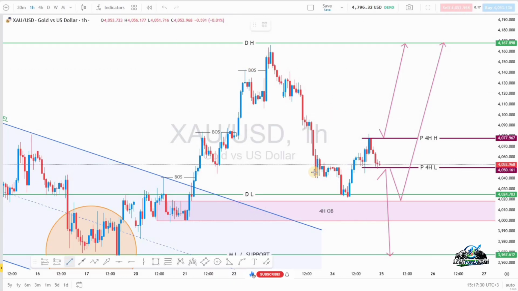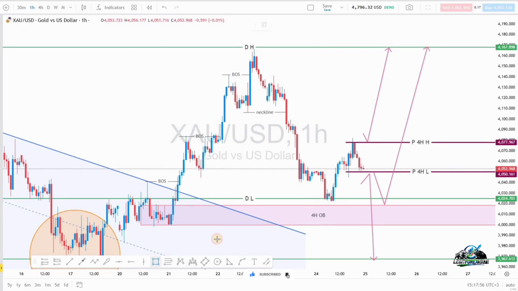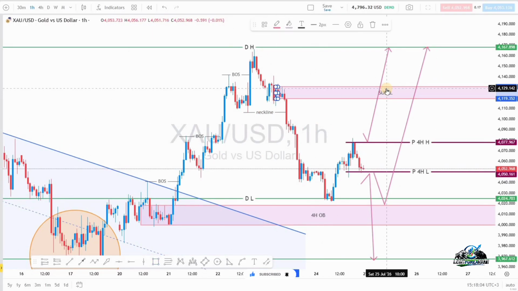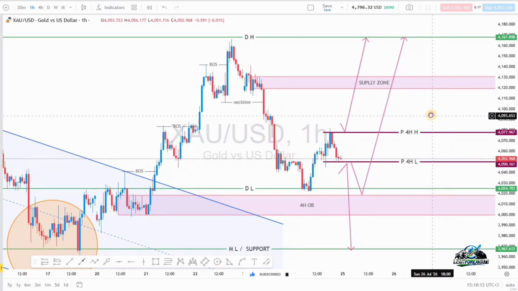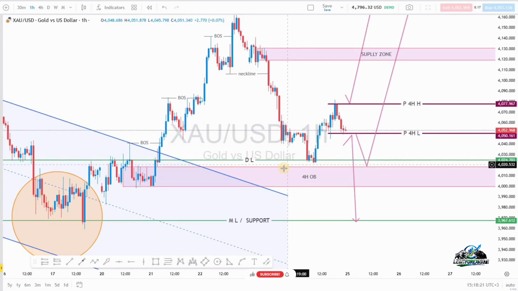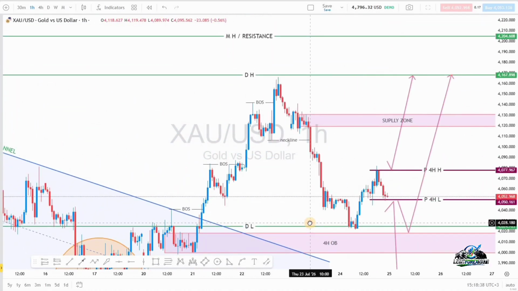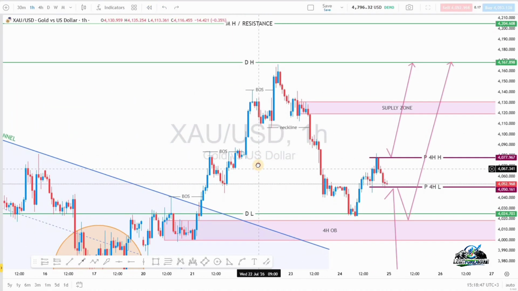On the top, on our daily high, we have a neckline, because before the market dropped, it gave us a neckline there and gave us a supply zone. This was our supply zone, which has not been mitigated. And before it dropped, we also had a point of interest below that neckline.